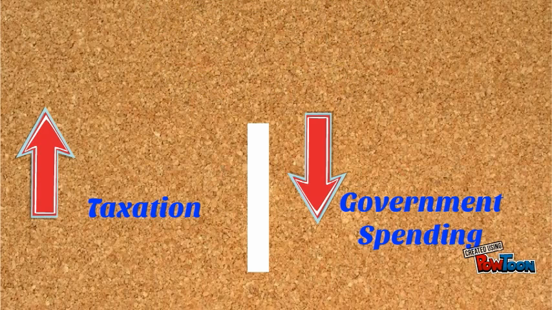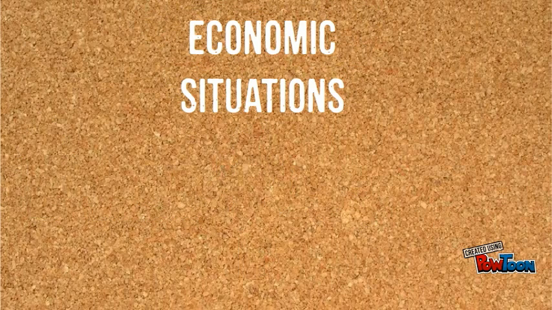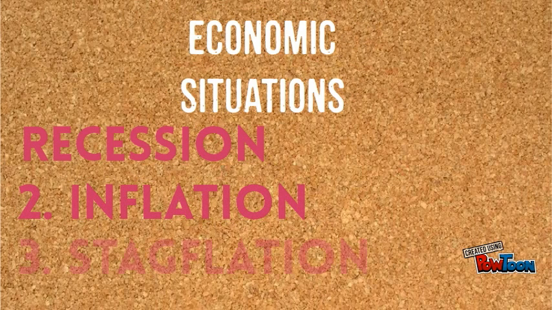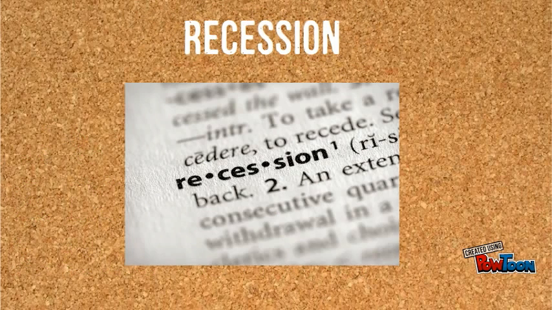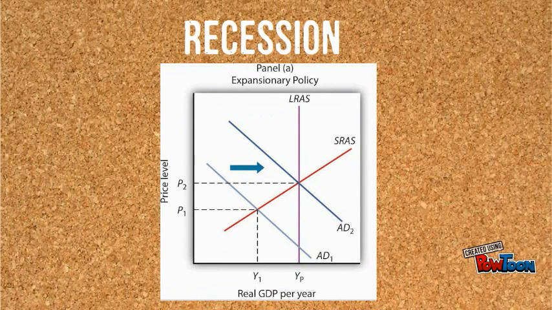There are three key economic situations: recession, inflation, and stagflation. A recession is a period of temporary economic decline during which trade and industrial activity are reduced. As shown in this graph, aggregate demand is low due to a decrease in spending by consumers, businesses, and the government, and/or an increase in taxes by Congress.